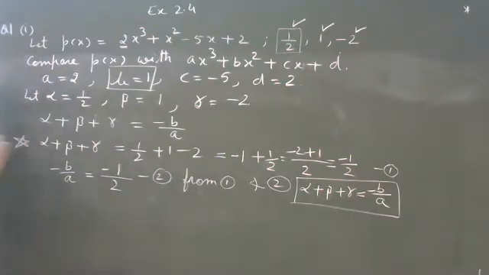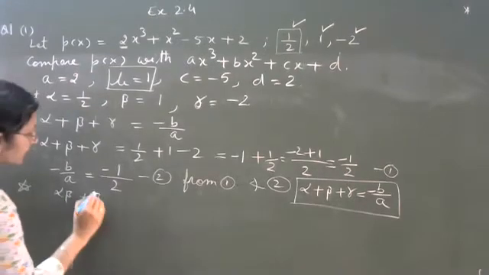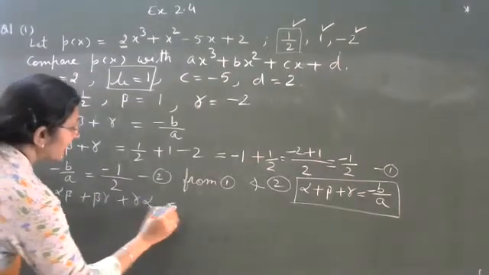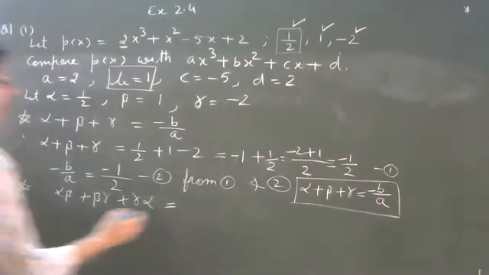It was the first relation. Second is alpha beta plus beta gamma plus gamma alpha. अब इनकी वैल्यूज निकालिए आप. अल्फा की वैल्यू आपके पास कितनी है?